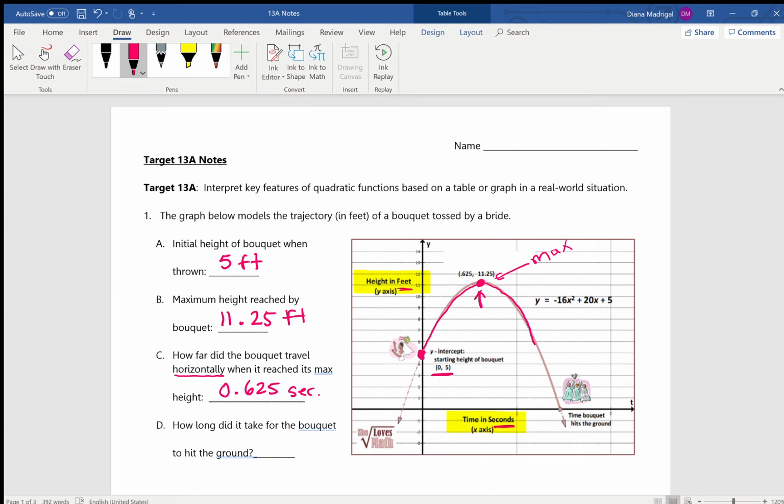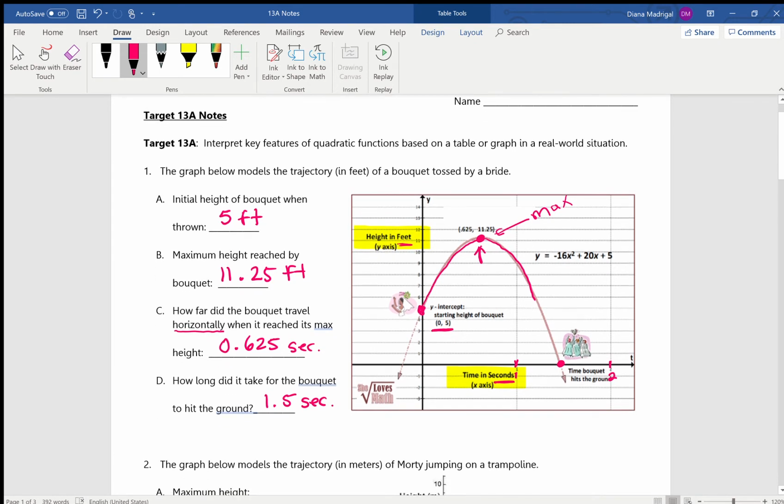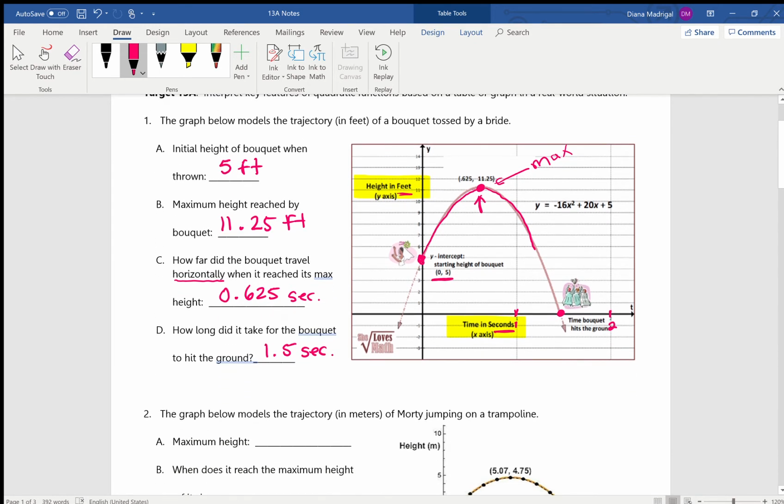And 1D, it says, how long did it take for the bouquet to hit the ground? Well, it's hitting the ground at this point. It doesn't give me a coordinate point, but notice how my graph right here says 1 and right here says 2. I'm going to say it's about 1.5 because it looks right in the middle. So it's going to be 1.5 seconds. And that's all we're doing, reading the graph and trying to answer the questions. Pretty easy, right? Shouldn't be that hard.